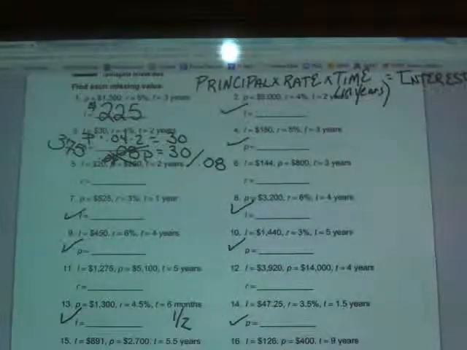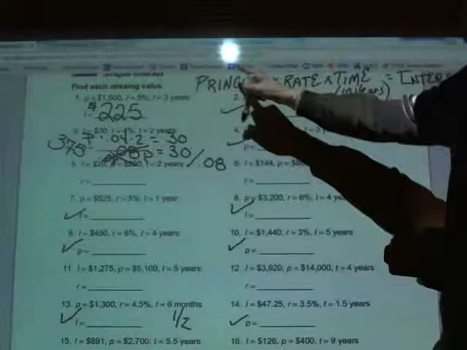Okay, let's try question number 6. Same idea, but this time we're looking for R. So again, we're going to plug our numbers into the formula here. The principal, well, the principal they're telling us is $800.